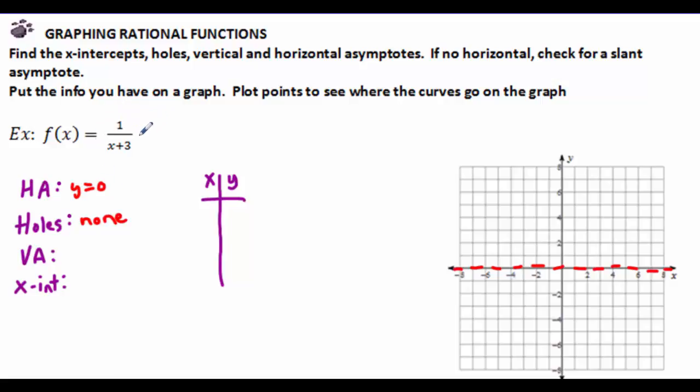The vertical asymptotes we get by setting the bottom equal to 0. If I set the bottom equal to 0 and solve, I subtract 3 from each side and get x equals -3. So there is a vertical asymptote at -3, which means I can draw a vertical line at -3. Then my x-intercepts happen where the top equals 0. Since 1 can't equal 0 and there's not an x to solve for, there's not an x-intercept. These graphs all look really similar to each other.